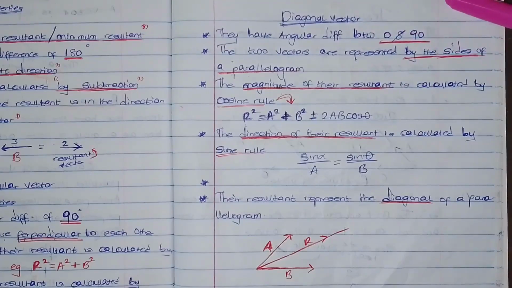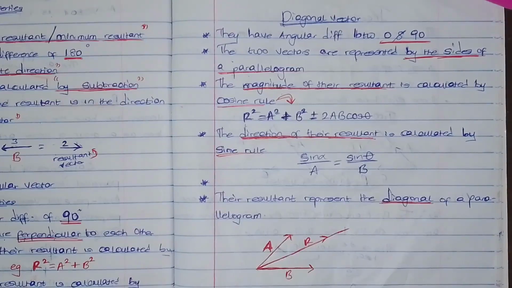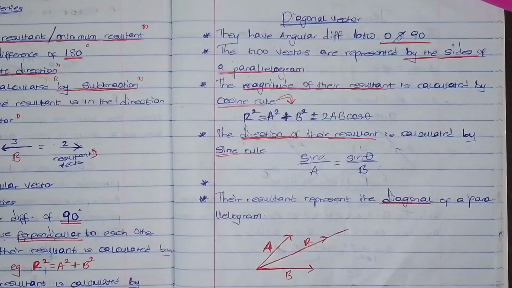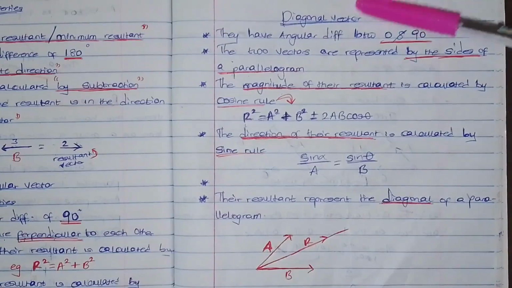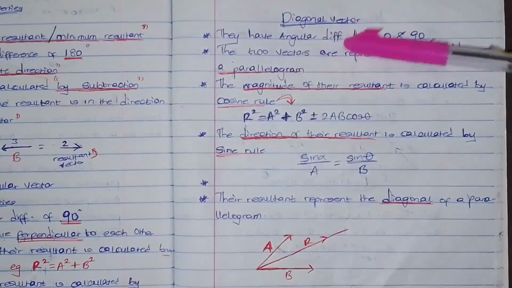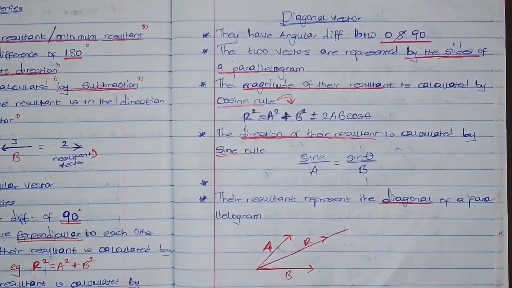Remember, parallel vectors have angular difference of 0. Antiparallel vectors have angular difference of 180. Then perpendicular have angular difference of 90. This is because they are perpendicular and they are at right angle. Remember, right angle means angle 90 or 90 degree. While diagonal vector, they have angular difference between 0 and 90.